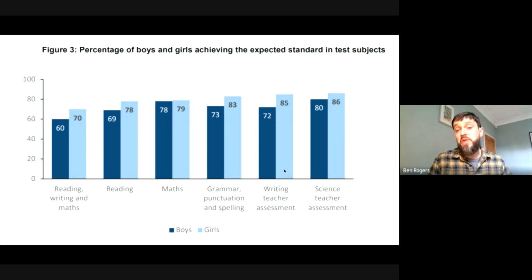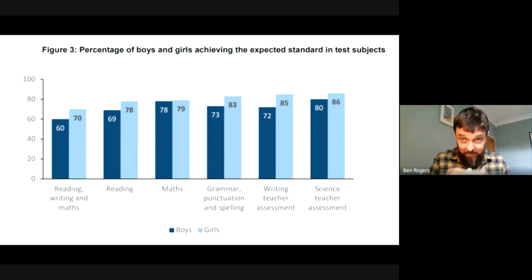Writing is done by teacher assessment, and I'll show you how we do it at Paradigm in a minute. There's a rubric, but we also use comparative judgment. Science teacher assessment's interesting and flawed. At the moment, this is what teachers are reporting, and there's very little moderation of that.